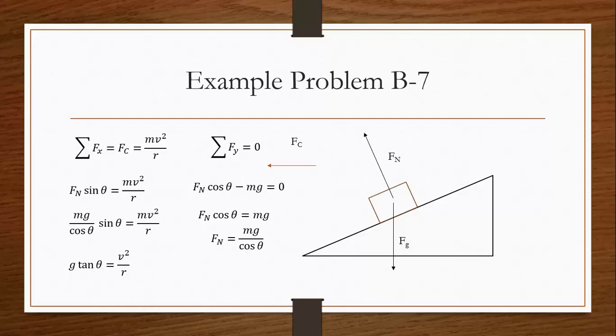Same corner, same speed. So if we actually try to solve this for theta, probably easiest to divide both sides by g and then do inverse tangent. You find that 18.8 degrees is the angle that you should bank this at.